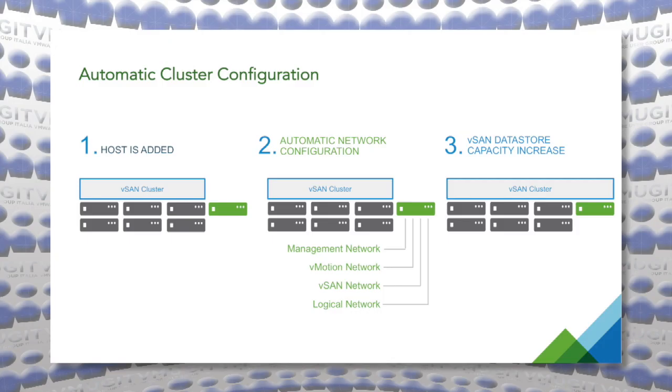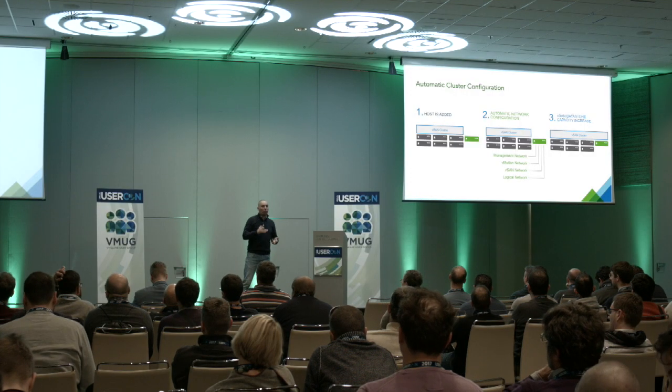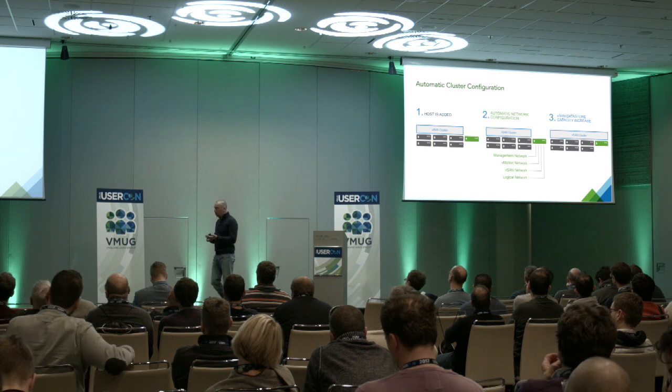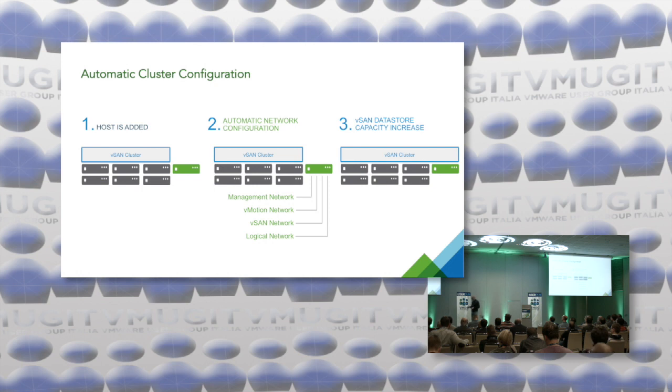I thought this would be a problem, so I also created diagrams. By using an API call, a host is added, and scripts will configure your management network, your vMotion network, your vSAN network, and all your logical networks. After that is done, we can communicate with the rest of the cluster, and then we add the capacity to the vSAN data store, and the vSAN data store is expanded. From that point on, DRS will notice that we've got more resources and rebalance the cluster itself. This is all done automatically.